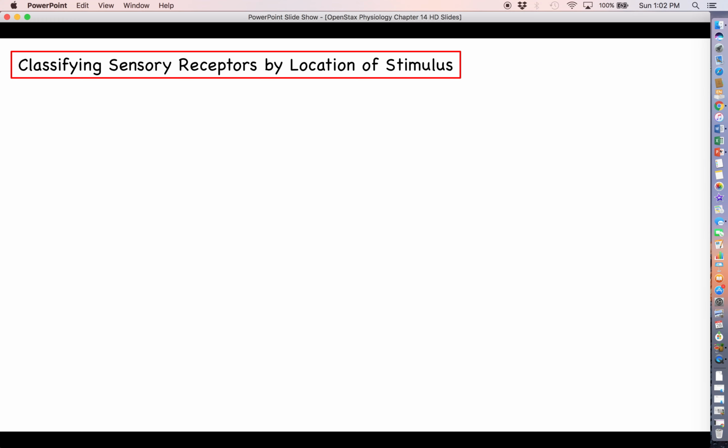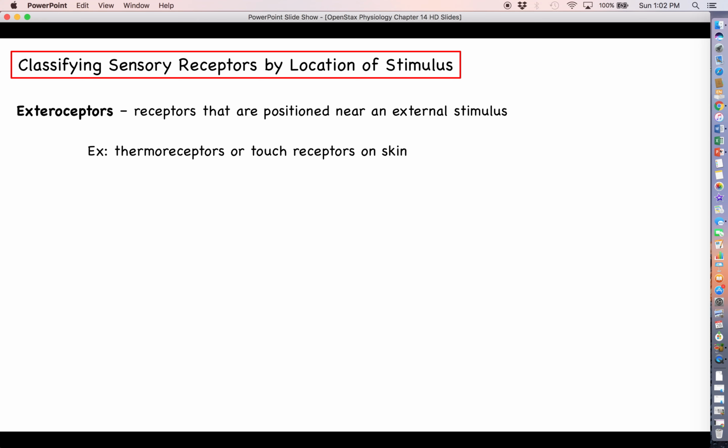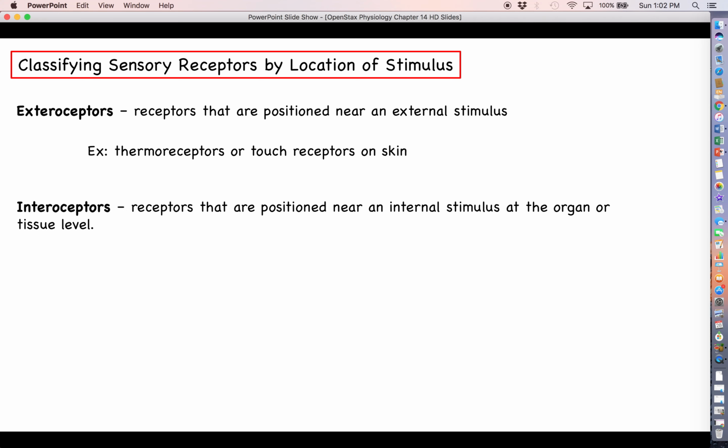Another way that we can classify sensory receptors is based on the location of the stimulus, and this is going to be the classification method that is going to be the most useful for us, because basically the way that we do this, it's going to tell us exactly what the stimulus is. So, generally speaking, we can refer to these as either exteroreceptors or interoceptors. Basically, it's going to tell you where's the stimulus.